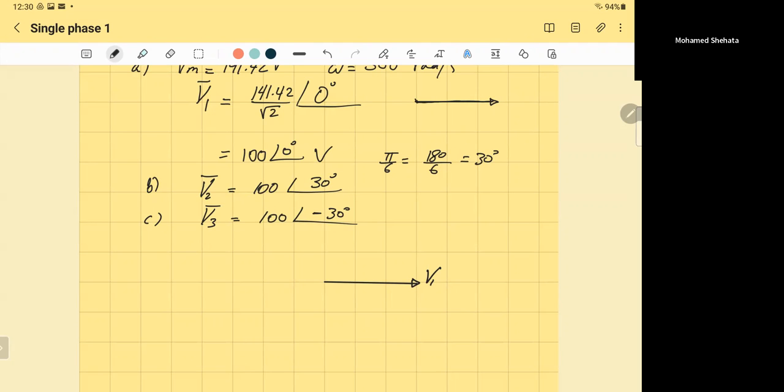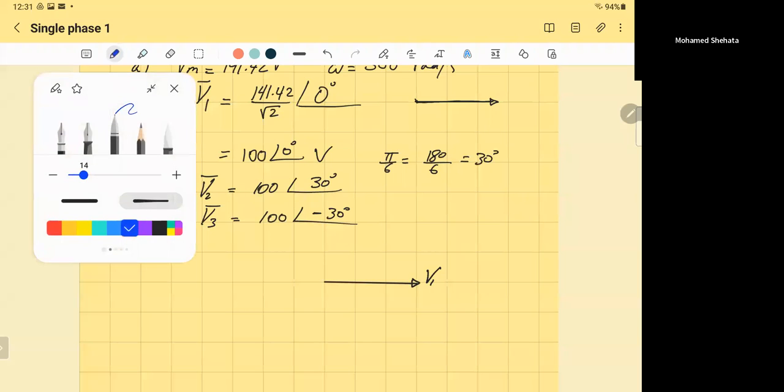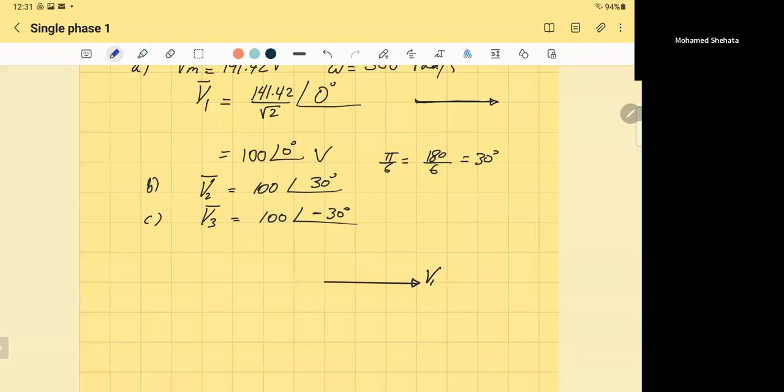The question is, when it's a positive angle, positive phase shift, should it be on the top of V1 or below V1? Above V1, below V1. Or in other words, leading V1 or lagging V1? The angle is positive. So let's choose another color here. That will be V2, the same length. If it's the same length, if you make a circle, that will be the radius. 30 degrees, and that's V2.